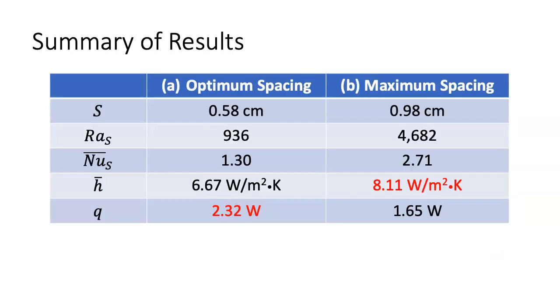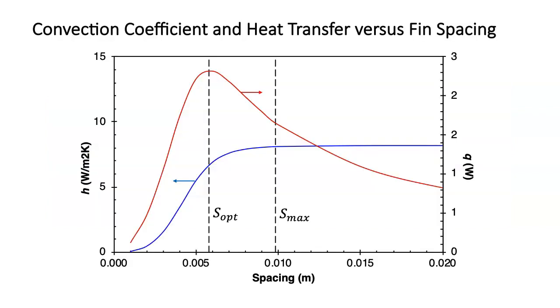Next, let us look at a summary table of our results to get a better understanding of their significance. First, note that for the maximum spacing of about 1 centimeter, we get a higher heat transfer coefficient. Second, note that for the optimal spacing of about 0.6 centimeters, we get a higher heat transfer rate of 2.32 watts. Finally, let us look at a plot of the convection coefficient and the heat transfer rate versus the fin spacing.